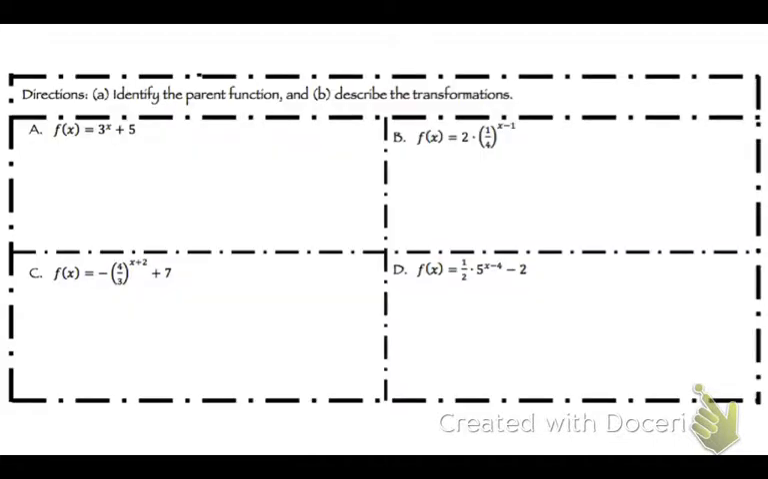Okay? So let's look at these. We're going to identify the parent function and describe the transformations. So on this one, the parent function is 3 to the x. And then that plus 5 is going to make it go up 5.